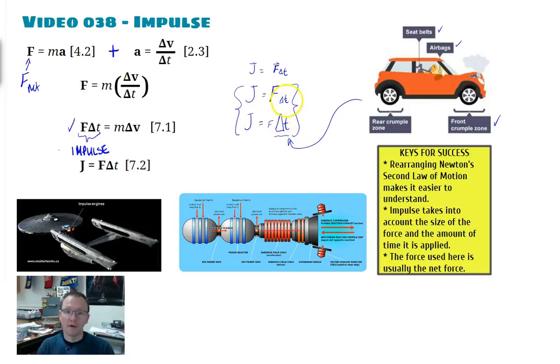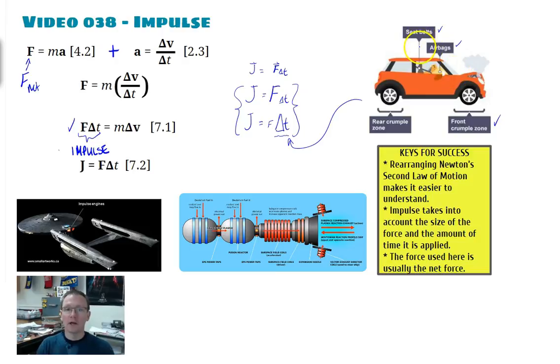The worst case scenario would be a very small change in time. In other words, you stop very quickly. If you stop very quickly, look at the amount of force that has to be applied to stop you. It's much larger, and so therefore you're much more prone to injury. Therefore, if we can apply the same impulse but do it by applying a smaller force over a much larger period of time, then you're going to be a lot safer.